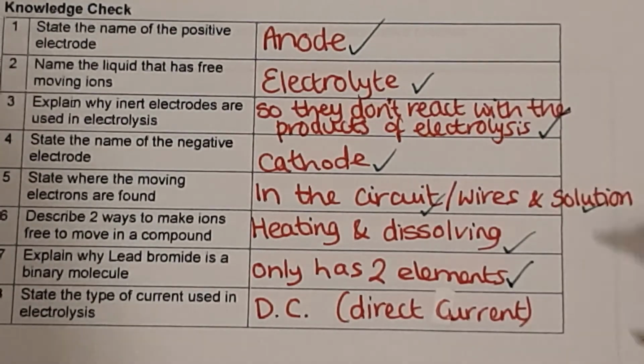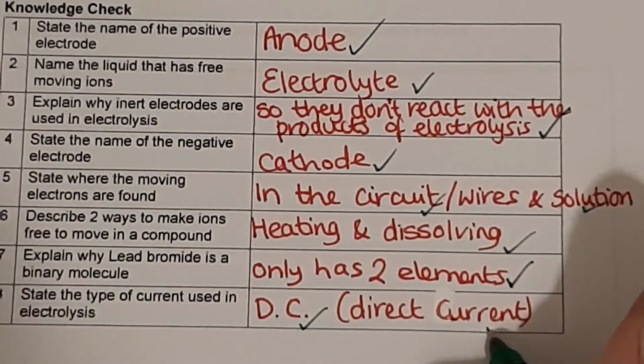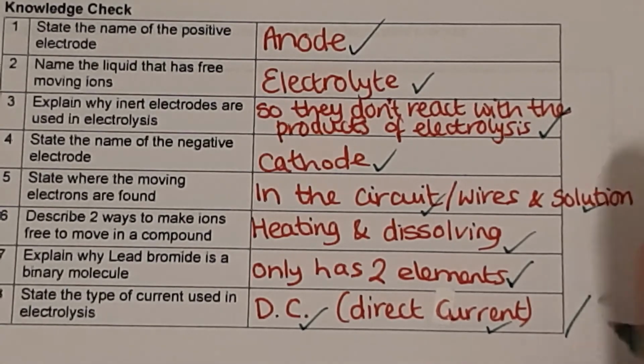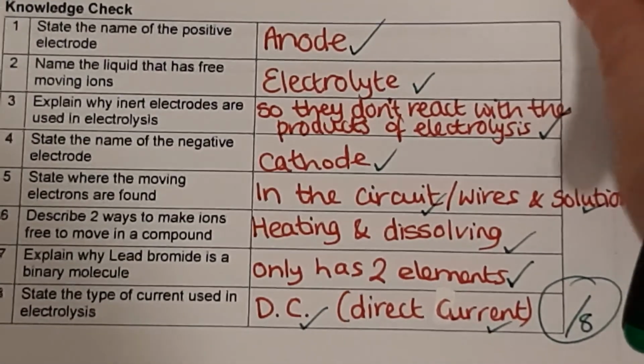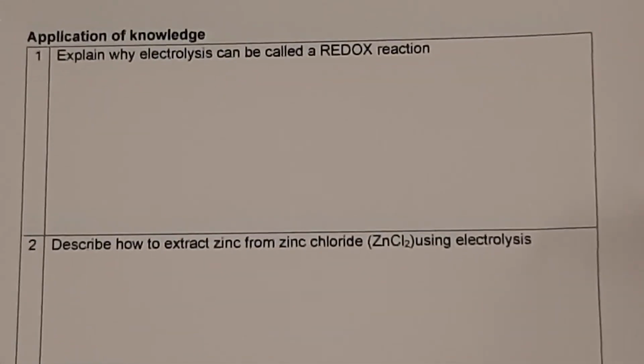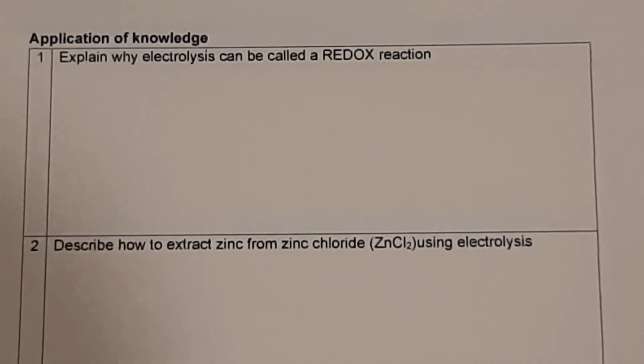Question 8, state the type of current used in electrolysis. Well, that's DC or direct current. Either is good for the mark. So give yourself a mark there out of 8. Okay, so we're going to move on now to the application of knowledge questions. There's quite a few. Okay, so there's 3 of them. I want you to have a go at those questions. Pause the video while you complete that, please.